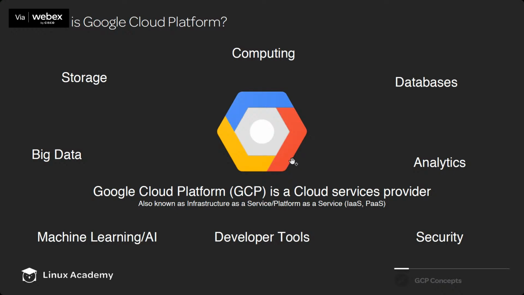The idea is that for any of these services, instead of the old way of purchasing hardware and hosting it in your own on-premise data center, all you can do is, in a matter of seconds or minutes, fire up any of these services and start using them. So that is the core concept of any cloud platform.